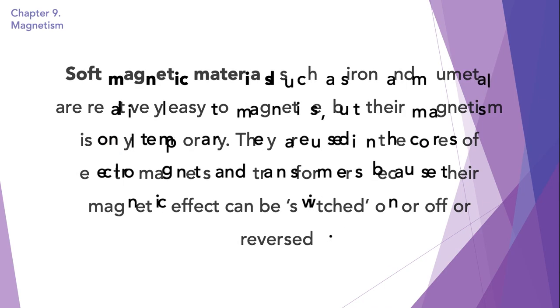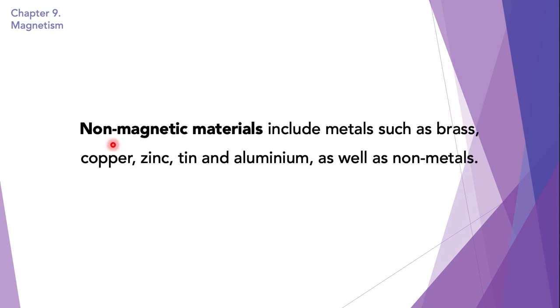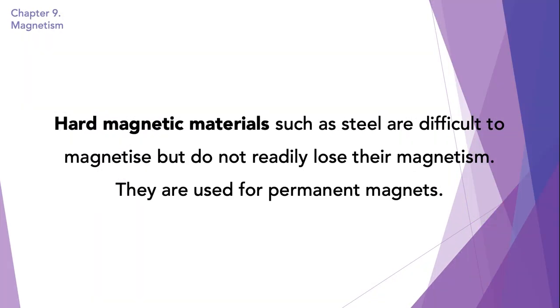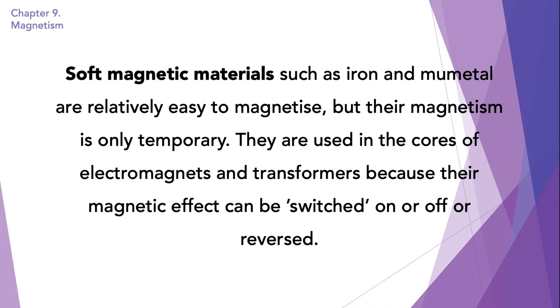Lastly, we have the non-magnetic materials. These include metals such as brass, copper, zinc, tin, and aluminium, as well as non-metals. So they do not get attracted to magnets. They are non-magnetic materials. Neither are they temporary magnets nor hard magnets. They just don't get induced. So these were the hard magnetic materials and soft magnetic materials. I hope you've understood them and the uses of these materials.